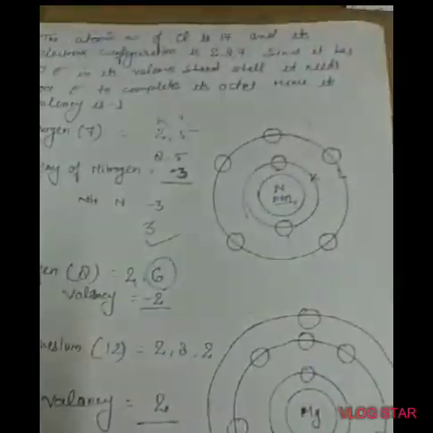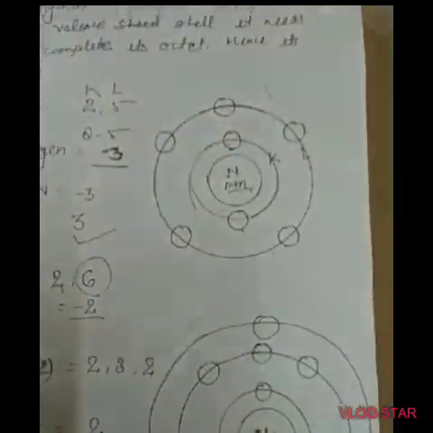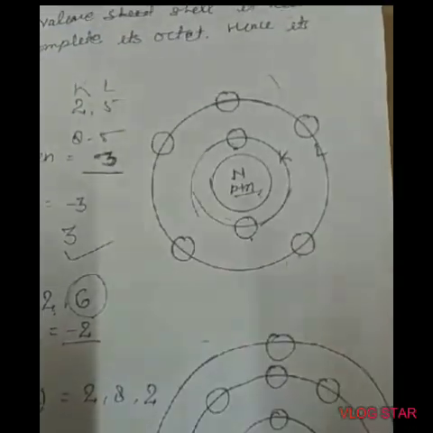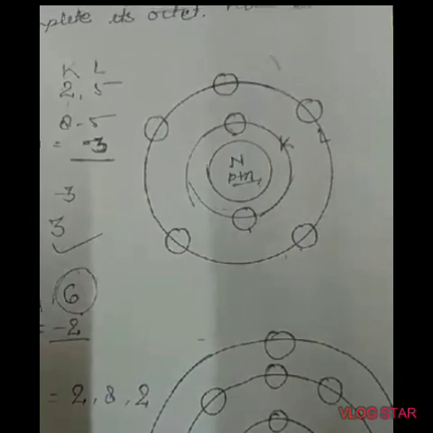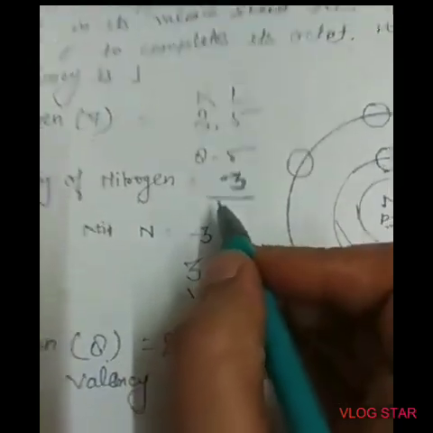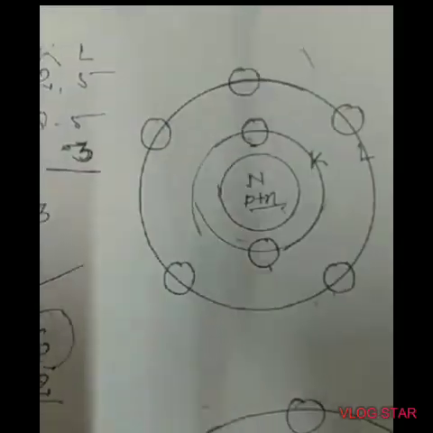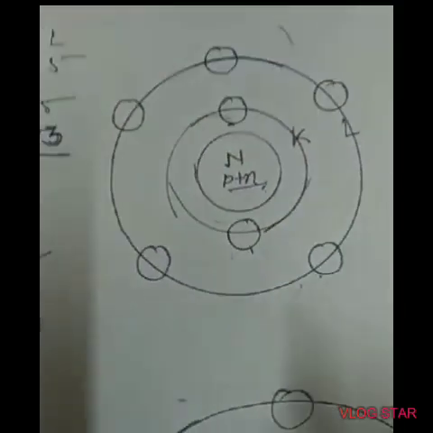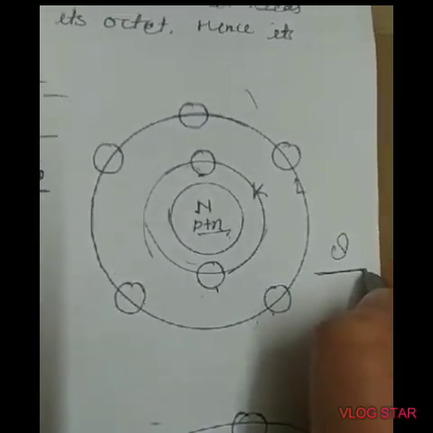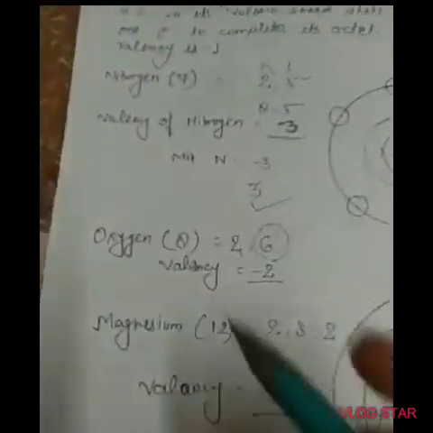Now you know the rule. If an element has more than 4 electrons in its outermost shell, then we subtract the outermost electrons from 8. So how much do we get? 3. Why are we subtracting the electrons from 8? Because for attaining the octet in its outermost shell, we need to subtract. Got it? Now let's take one more example.